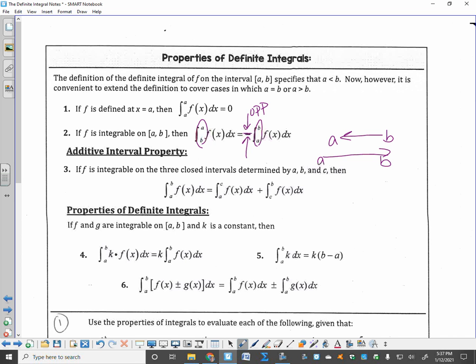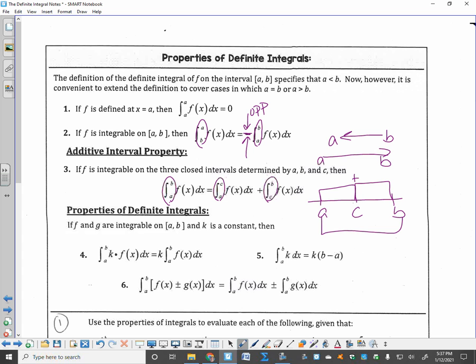Additive integral property: if f is integrable on the 3 closed intervals determined by a, b, and c, then the integral from a to b equals the integral from a to c plus c to b. Here's a, here's c, here's b. So the area from here to here is the same thing as the area from here to here plus the area from here to here. The sum of the parts equals the whole.